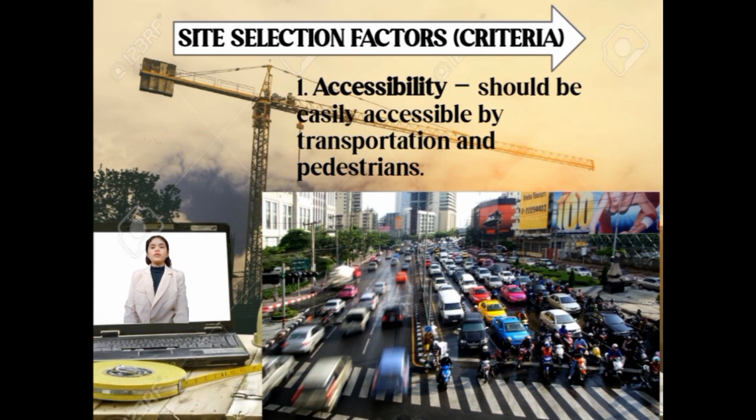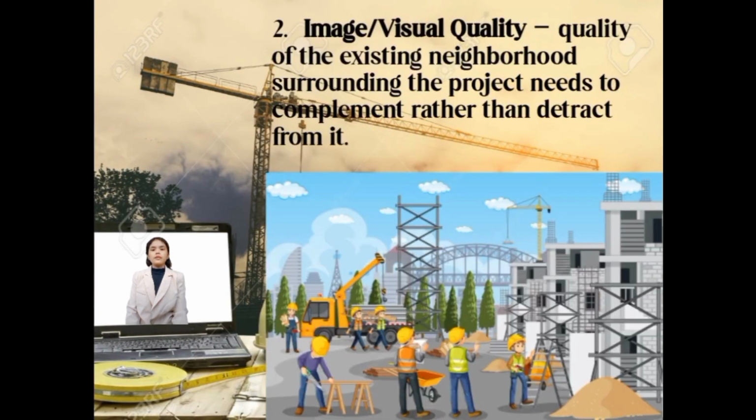Site selection factors, criteria based on other building types. First, accessibility. It should be easily accessible by transportation and pedestrians, and other infrastructure will help to ease things for the proposed building occupants. Besides being easy to access, consider how accessible other places are from you. Second, image or visual quality. The quality of the existing neighborhood surrounding the project needs to complement rather than distract from it. It should be located in an area with a strong positive identity and image, and should also be compatible with surrounding land uses, both existing and proposed.